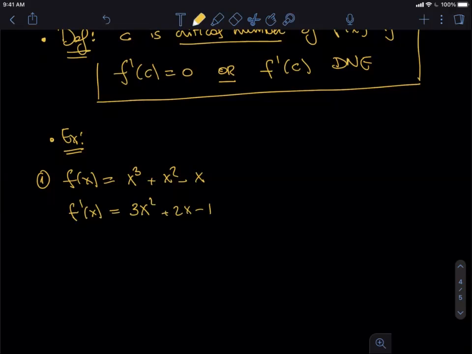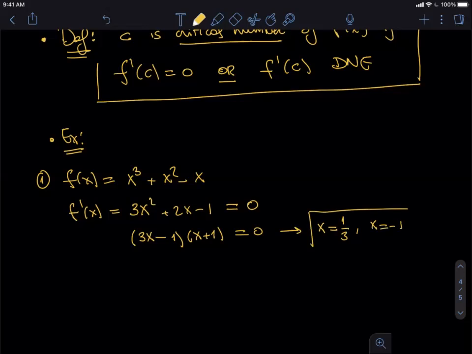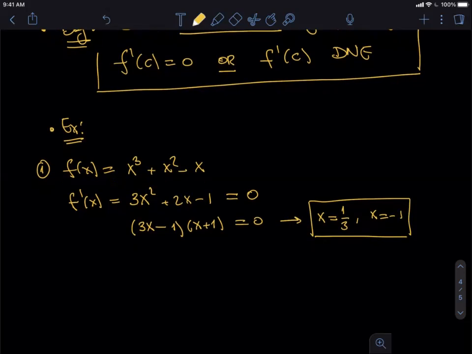And if we want to compute the critical numbers, we need to make f prime equal 0 and solve for x. In this case, we have 3x minus 1 times x plus 1 equals 0. That means that the critical numbers are x equals 1/3 and x equals -1. And these are the critical numbers, and that's it, because the function is differentiable everywhere.